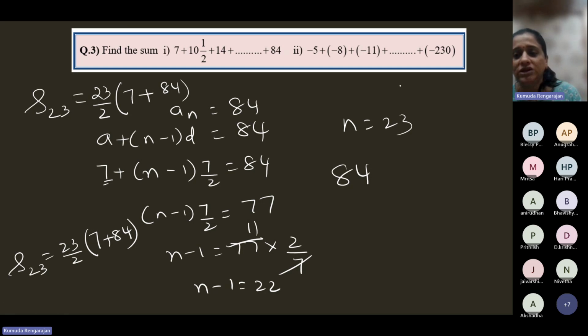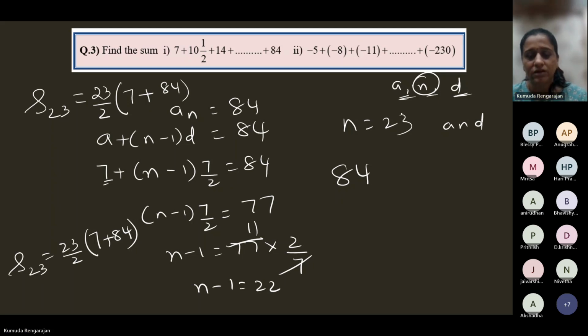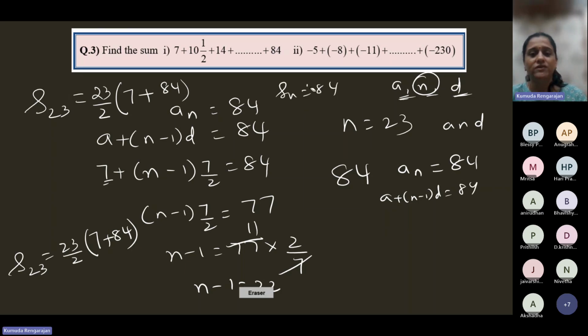So remember that you need the values of a, n, and d. A is the first term, d is the common difference. N, if you do not know, you'll have to go up to the last term. So here 84 is equal to an. An is equal to 84. A plus n minus 1 into d is equal to 84. See, Sn is not 84. Sn means sum.